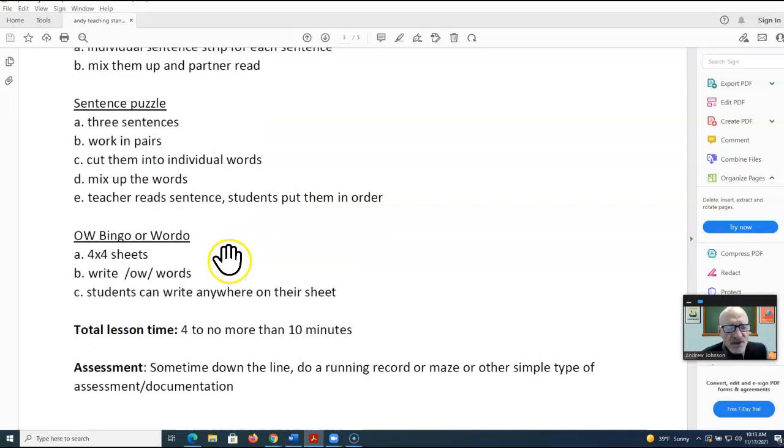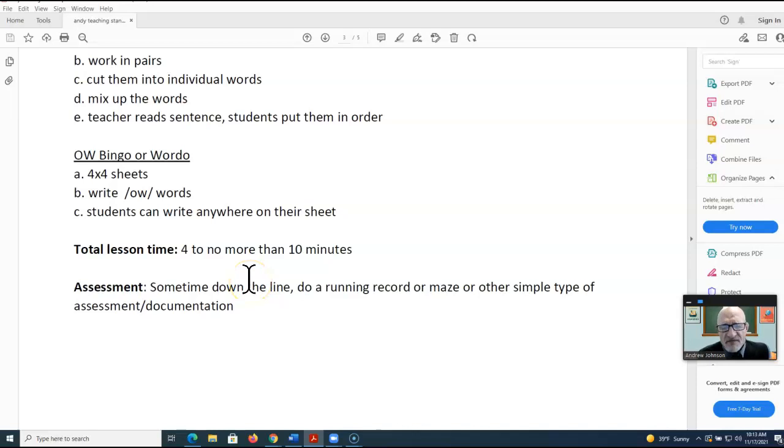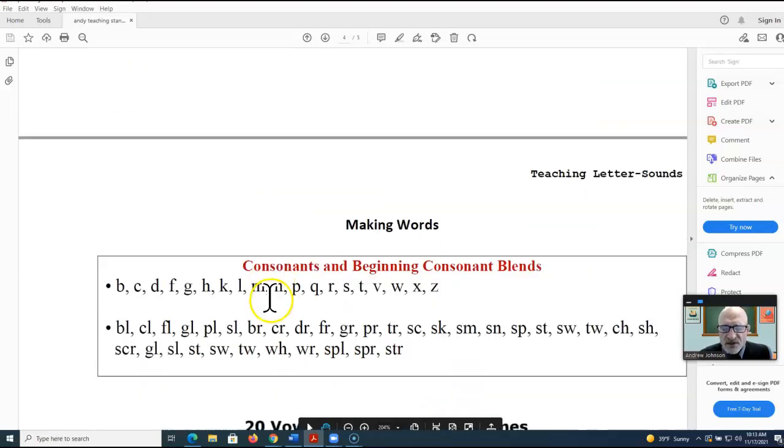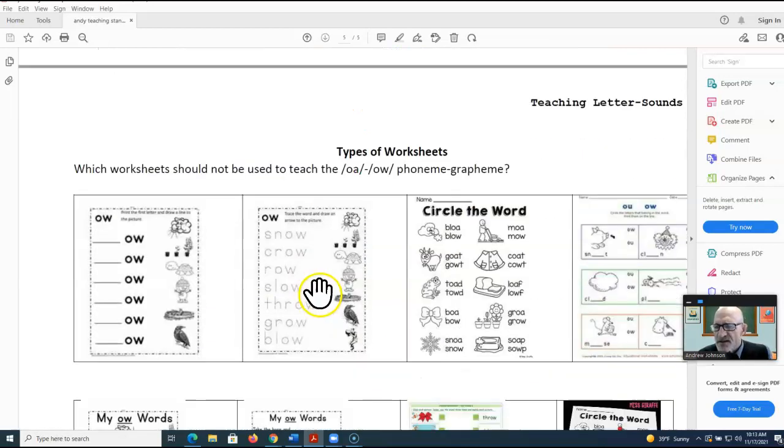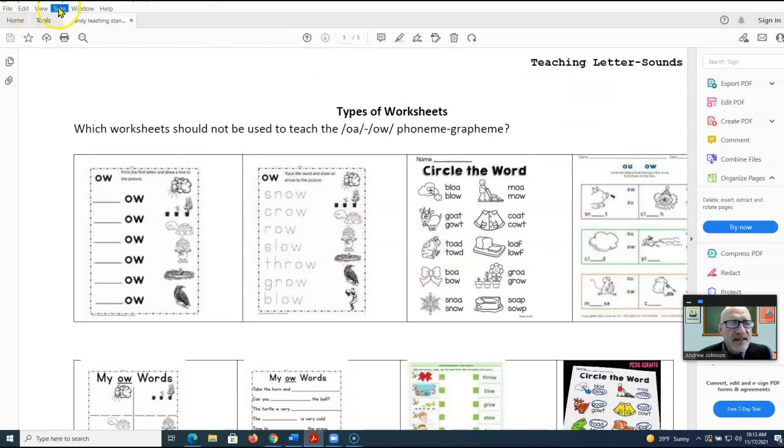Sentence puzzle. OW bingo. 4x4 cards. I would write OW words on the board and they would choose the square and write them anywhere they want. We'd draw, they'd put their little penny on their word, and we'd play bingo. Total lesson time, 4 to no more than 10 minutes. Somewhere down the line, I do assessment, but not after this one because they didn't master it after a single lesson. Running records or maze or other types of simple documentation. All right, I just wanted to show you some possible types of lesson plans.